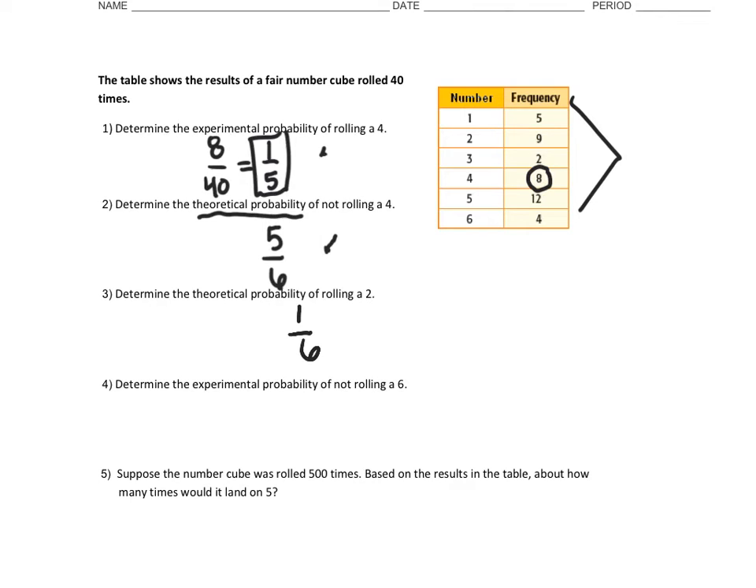Determine the experimental probability of not rolling a 6. So that would be everything else except a 6. So that's all this, which is 36 out of 40. So if we divide by 4, divide by 4, we get 9/10.